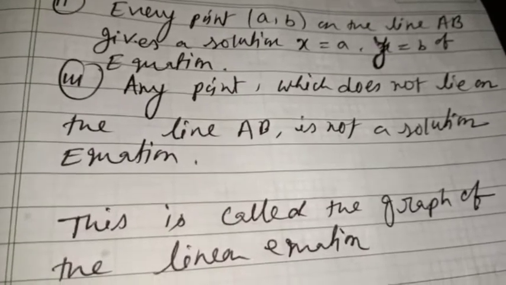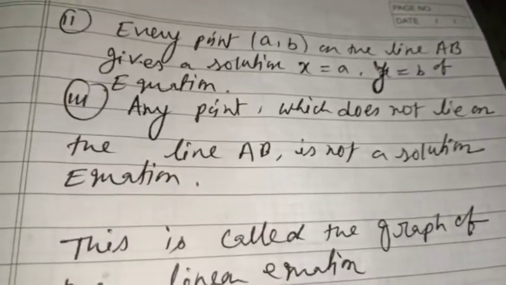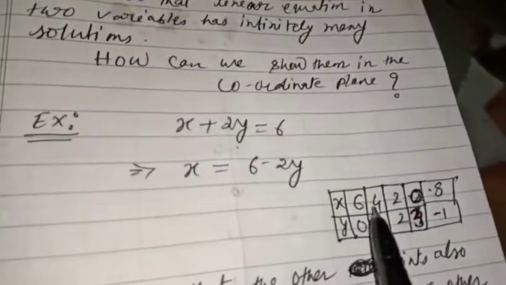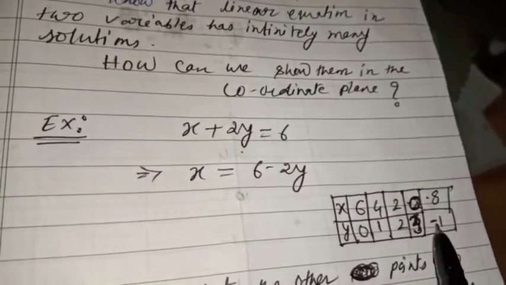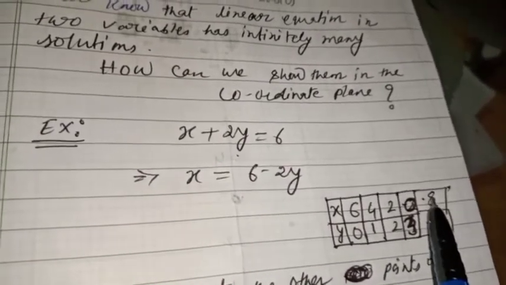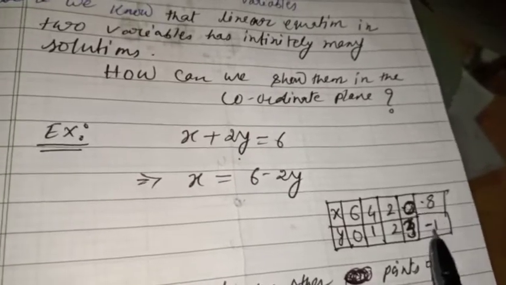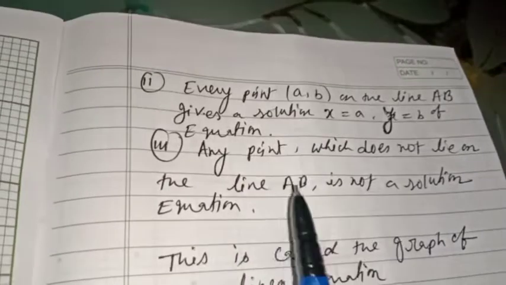Those points are lying on that line, they are solutions of the equation. Suppose a point (2, 5) lies on the line. Here, especially for this equation, you can see that (6, 0) lies on the line. Or (8, -1) lies on the line. That means the value of x is 8 and y is -1. Like that, this is why I write (a, b) to mean any point. Clear?